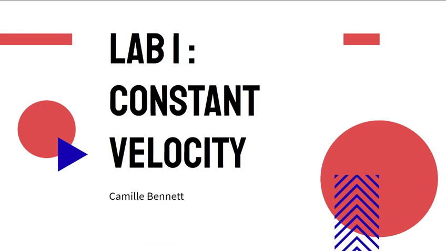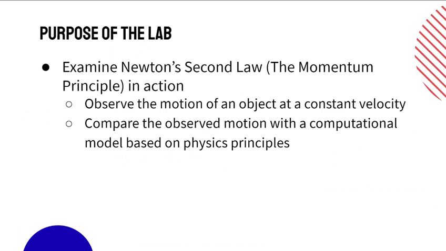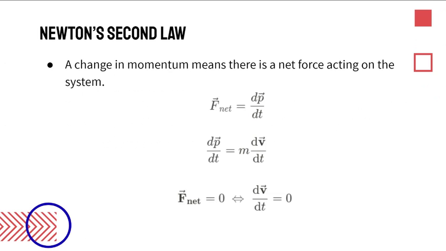Lab 1 covers constant velocity and how observed motion differs from theoretical motion. The purpose of this lab is to examine Newton's second law in action. I observed and recorded the motion of an object and compared the observed motion with a computational model based on physics principles. Based on the momentum principle, a change in momentum means there's a net force acting on the system.